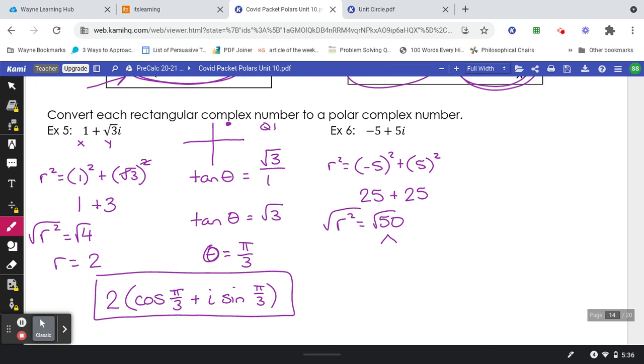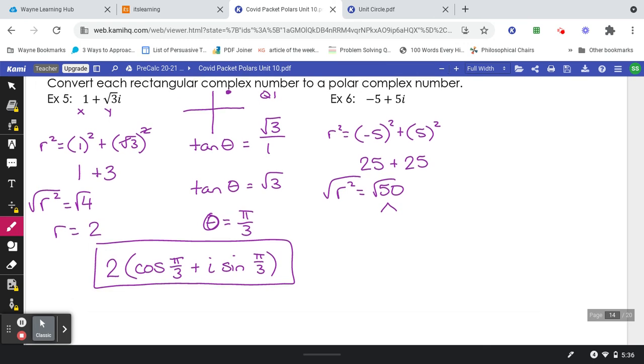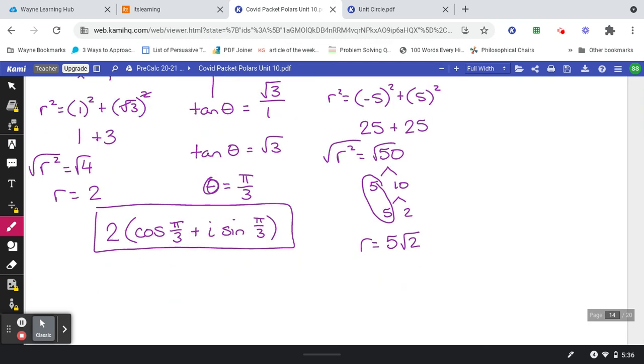Okay, I just checked Delta Math, and I believe that you can leave it as the square root of 50. I'll show you how to break it down just in case. You would have a 5 and a 10 and a 5 and a 2. Your pair of 5s would go on the outside to be 5 square root of 2. Again, I believe Delta will accept the square root of 50.